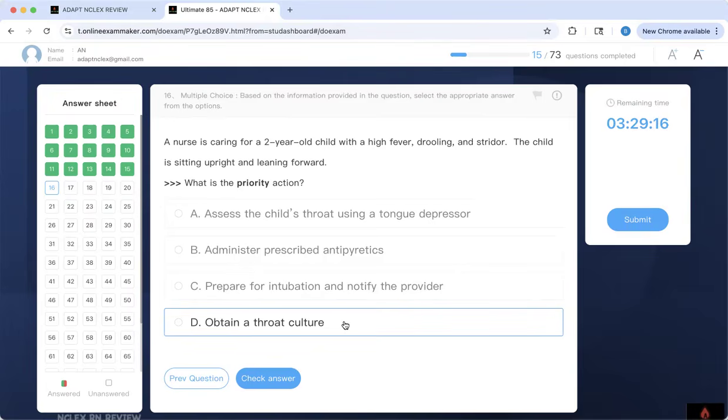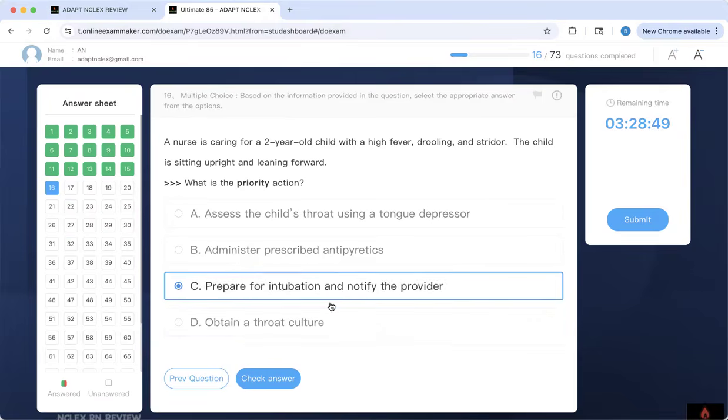Assess the client's throat using a tongue depressor, administer prescribed antipyretic, prepare for intubation and notify the provider, or obtain a throat culture. This is a concept you already know. You just put it in the case form, in the question form. You know this sounds like epiglottitis. What would you do? Stop the video, answer the question, pick your answer and keep track of your record.